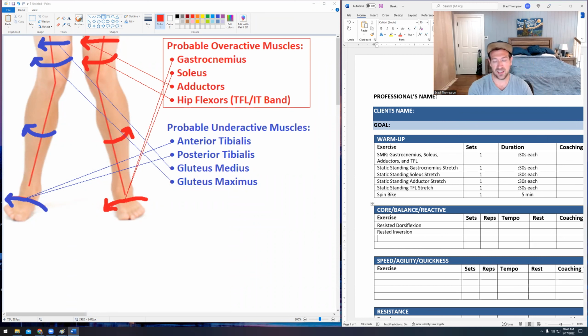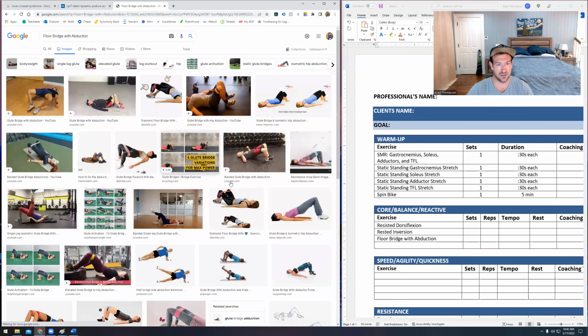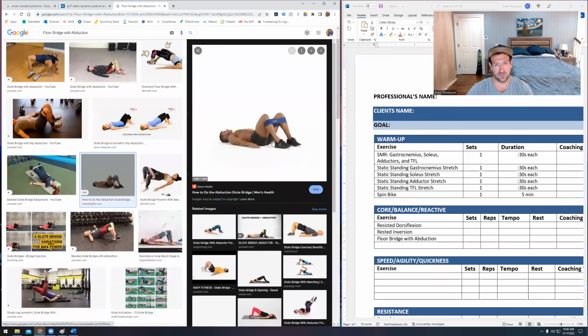Okay. Then we need the gluteus medius and the gluteus maximus. So let's go with a good core exercise for the gluteus maximus. We'll go floor bridge with abduction. So that's the floor bridge with the resistance band around the knees. So like that. That's going to be a really good one. And then we'll get a little balance exercise in there. We'll go with a single leg balance with reach, and then lateral and transverse.